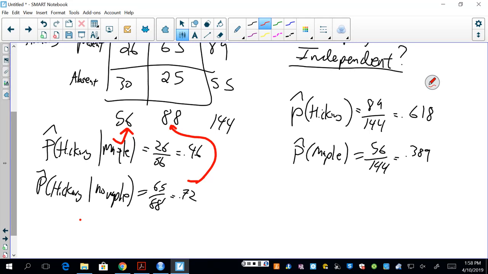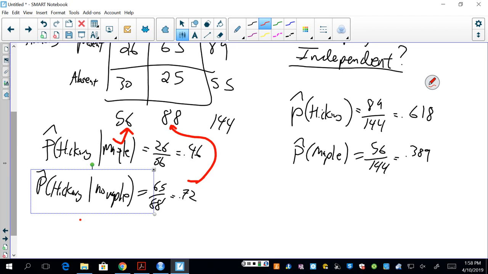So what impression do you get out of this? That maples and hickories are dependent of each other? Yeah. So there's some dependence, right? This does not look like independent, right? For hickories, overall it's about 62%, but it's less when maples are there. It's more when maples are not there. So maybe they're fighting for space. It's a really simplistic biological hypothesis, but resources and space.